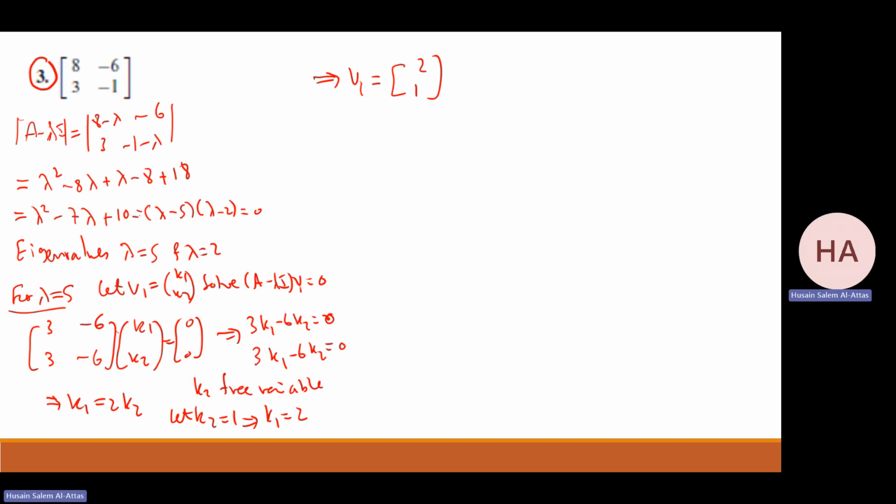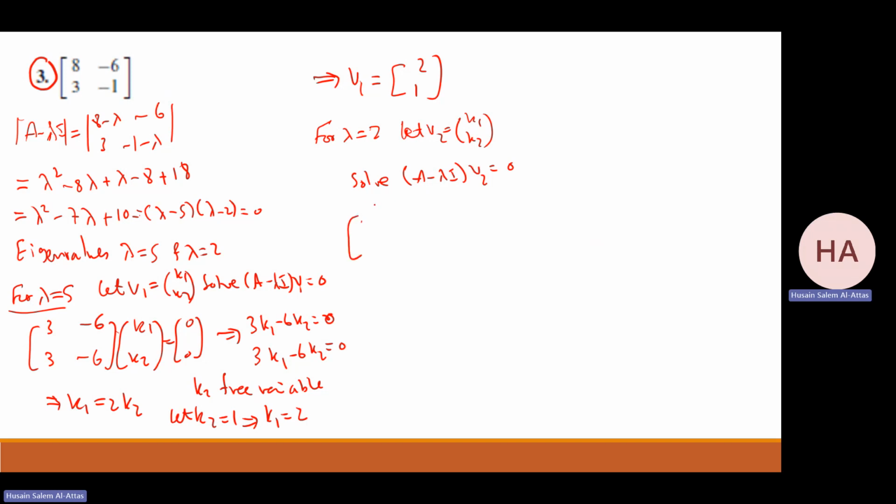Now for lambda equal 2, the dimension is 1, so no need to find a basis. Okay. He said we'll leave dimension 2. So for lambda equal 2, what do I have? I let V2, K1, K2, and I want to solve this. A minus lambda I, V2 equals 0.